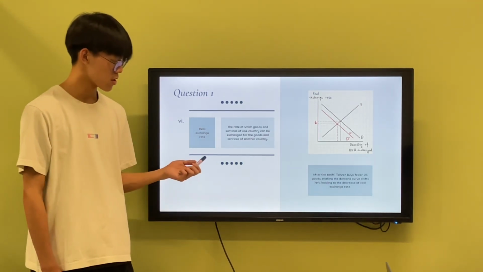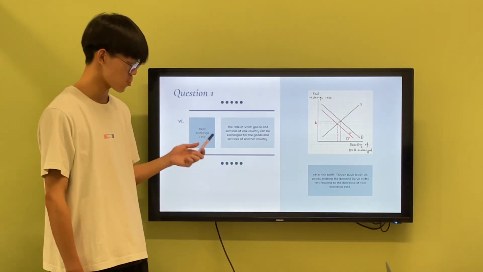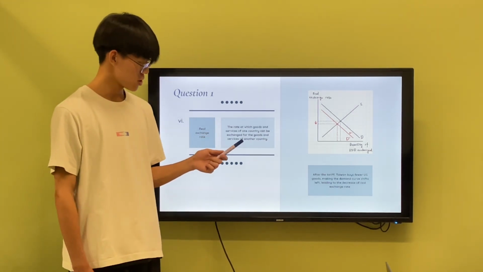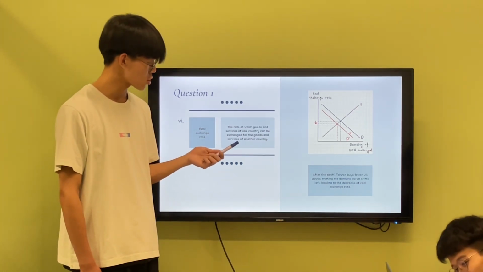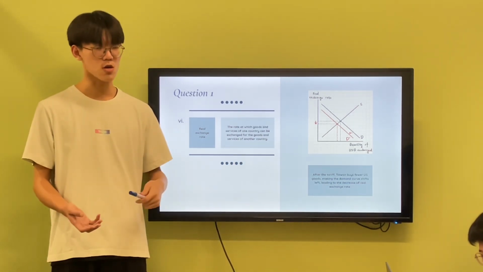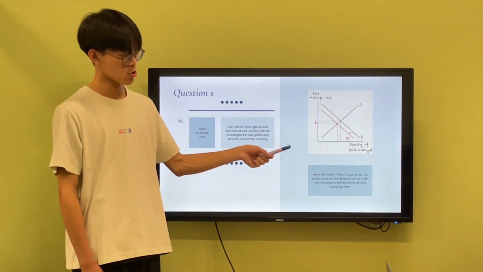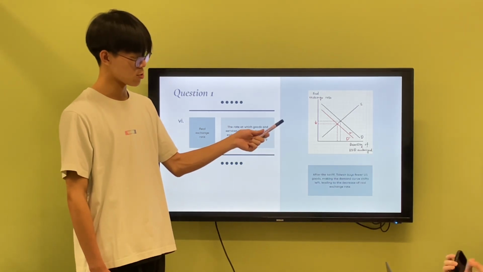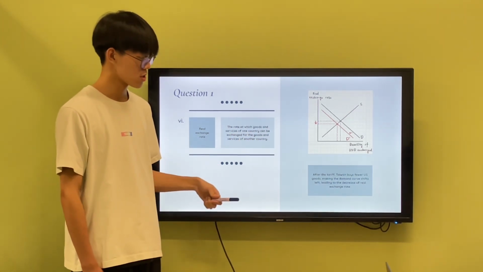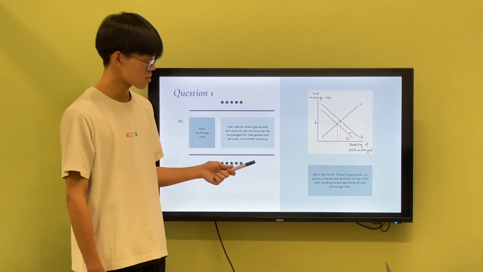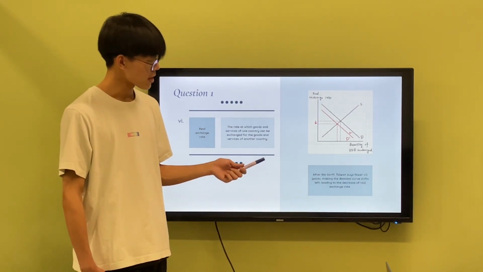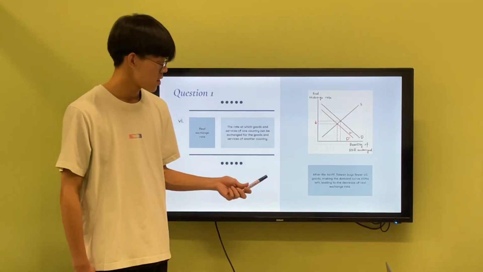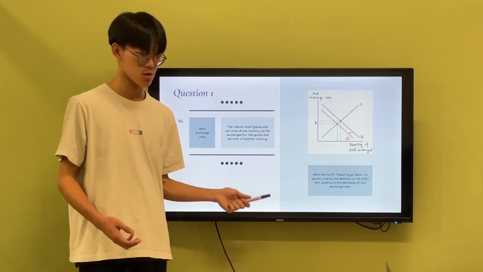The sixth part of the question is about what the real exchange rate is. It is the rate at which goods and services of one country can be exchanged for the goods and services of another country. In this graph, we can see that the demand decreases, so the real exchange rate will also decrease. After the tariff, Taiwan buys fewer US goods, making the demand curve shift left, and that means demand decreases, leading to a decrease of the real exchange rate.